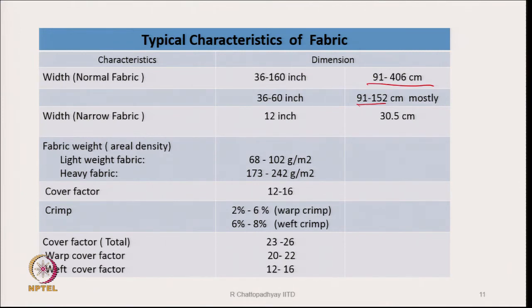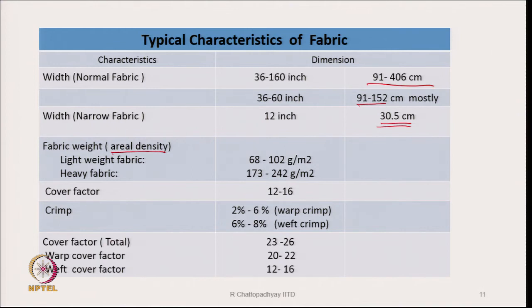Then width of narrow fabric is around 30.5 centimeter. So, we have fabrics which are commercially available in 3 different widths: 30.5 centimeter, or 91 to 152 centimeter, or 91 to 406 centimeter. These are typically available. Fabric weight or areal density, for lightweight fabric it is 68 to 102 grams per meter square, for heavy fabric it is 173 to 242 grams per meter square.